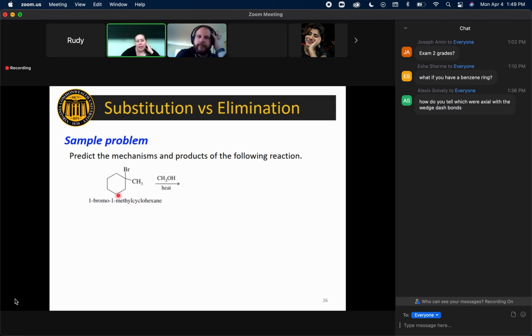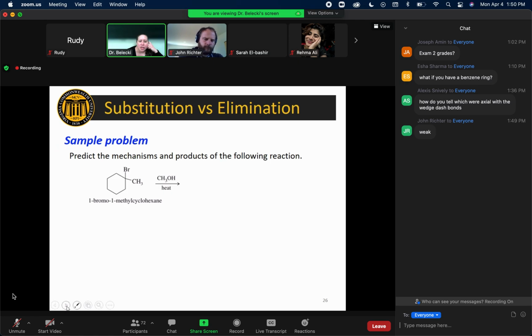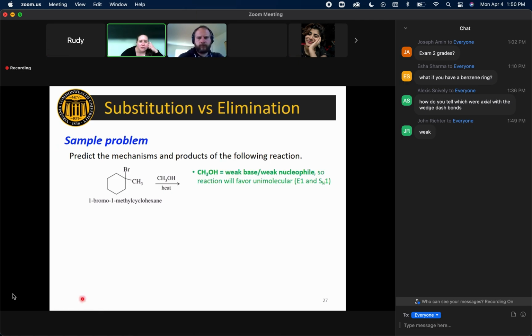We have a tertiary alkyl halide, right? And we have methanol and heat. Is methanol a strong or a weak nucleophile slash base? It's neutral, it's protonated, so it is indeed weak. So we have a weak base and weak nucleophile, so we know we're going to favor unimolecular. We have a tertiary alkyl halide, which means we're going to have a mixture of products that depends on the nucleophile base strength, which we just said was weak.